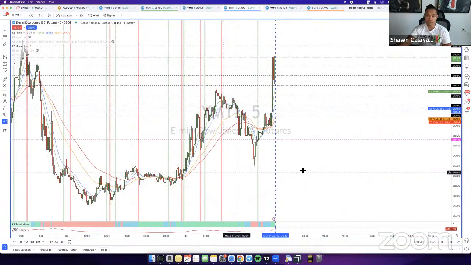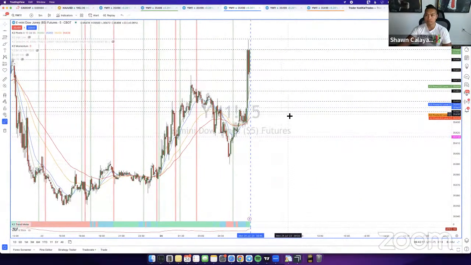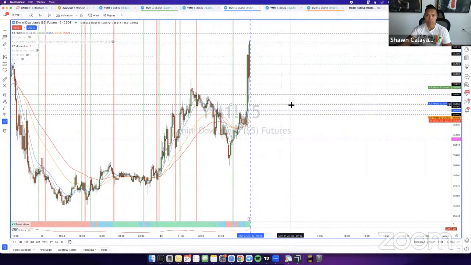Once news passes, we're just going to wait for the market to stabilize a little bit. Once it stabilizes, then we'll start looking for some entries here. But right now, again, we're just going to be following it as price continues to, obviously, move along here.